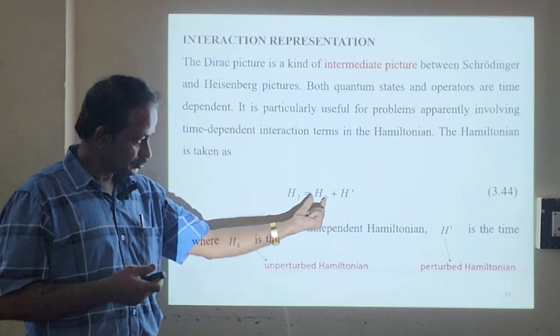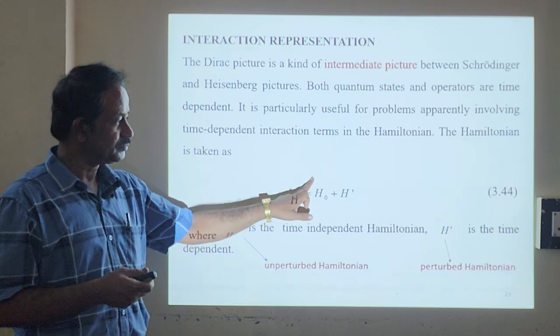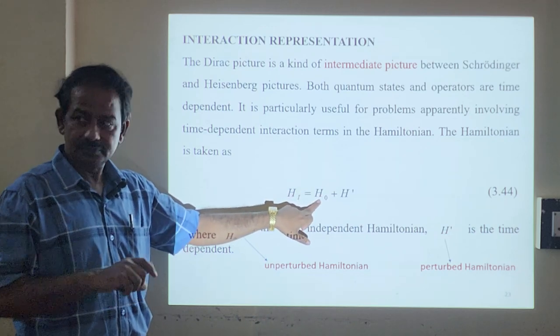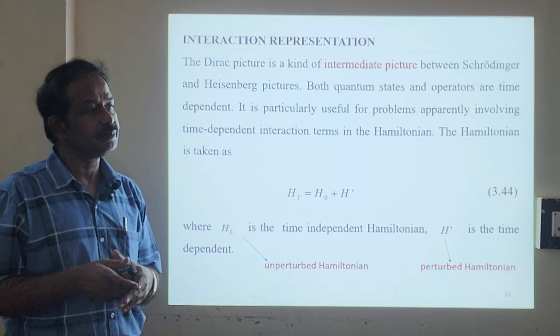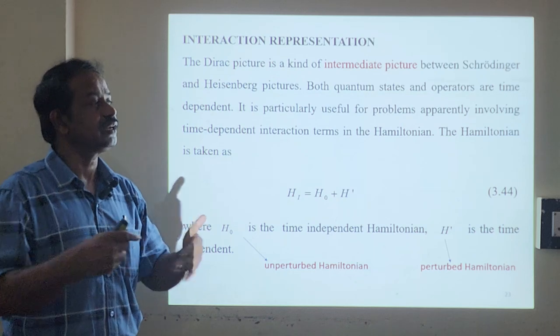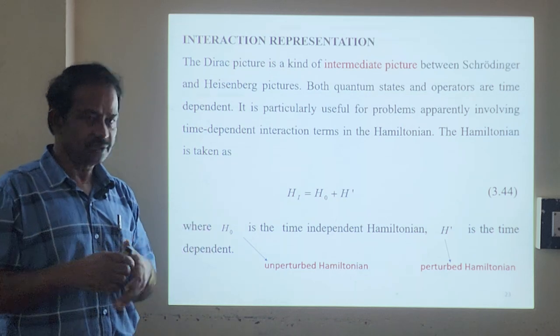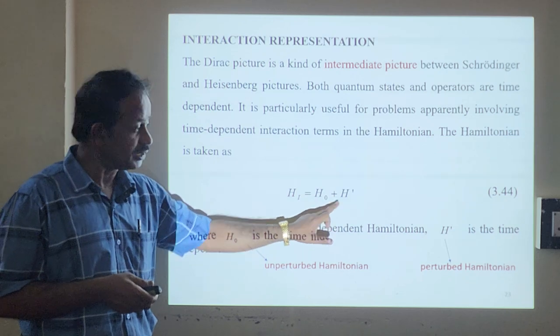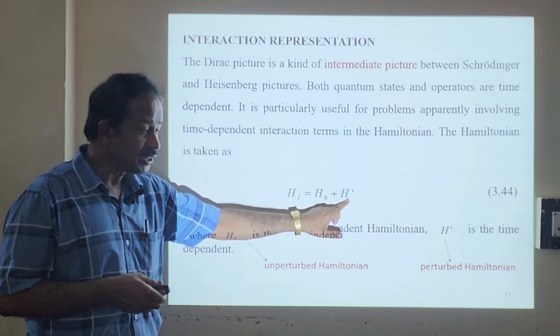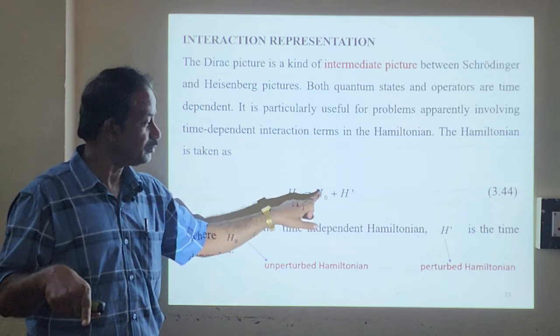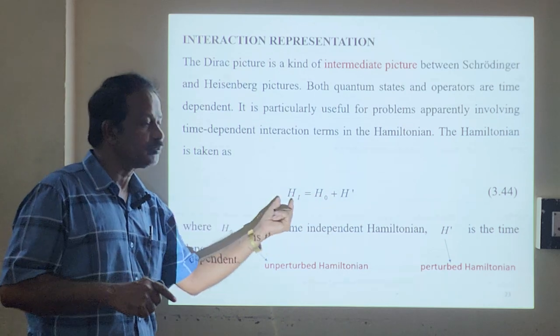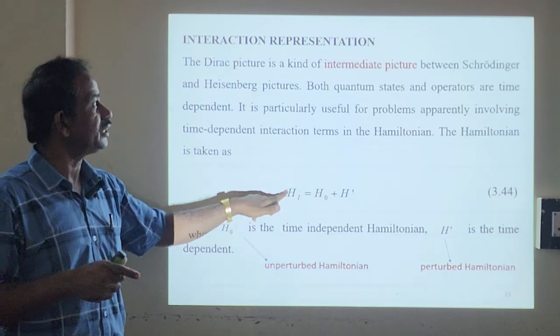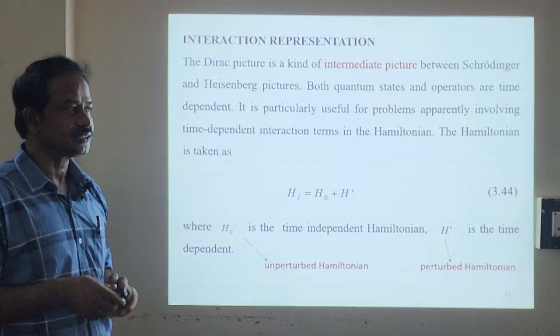So now, as I said, H naught will be the unperturbed term. No disturbance. For example, a perturbation can be that you apply an electric field or magnetic field or temperature. So they are all perturbation systems. So this will be your unperturbed term, which does not depend on t. This will be your perturbed Hamiltonian, which depends on t. We are going to combine these two, which will give you the total Hamiltonian for the interaction picture. Is it okay?